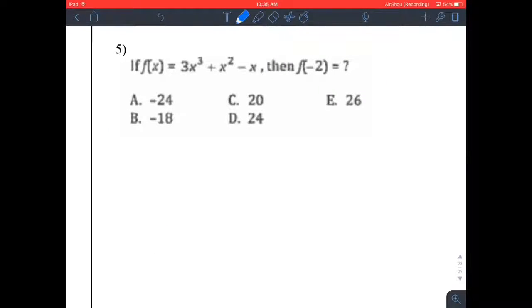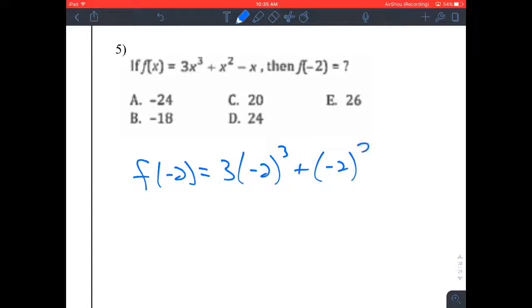Number 5, just another example. We're supposed to put a negative 2 in for x. When you substitute, use, that's right, parentheses. So a negative 2 cubed means a negative 2 times itself again. 2 times 2 times 2 is 8. You're multiplying three negative numbers, negative 2 and negative 2 and negative 2, so it's a negative 8.